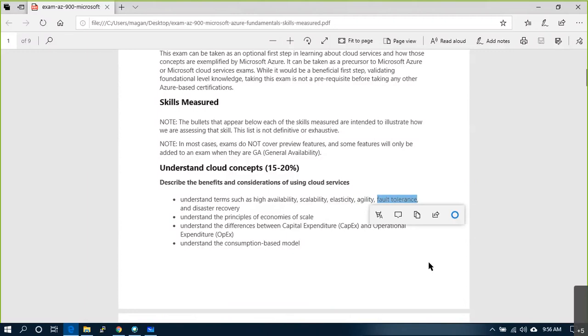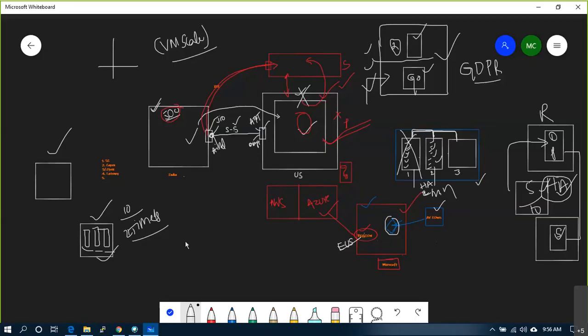Fault tolerance means, what is the difference between high availability and fault tolerance in VMware? If someone is experienced in VMware, what is the difference between these two? HA and FT. Any idea? Anyone has VMware prior experience?